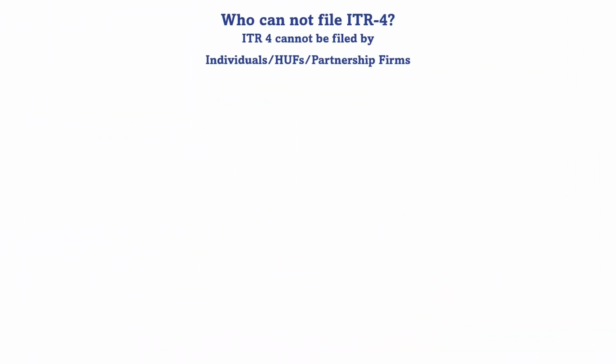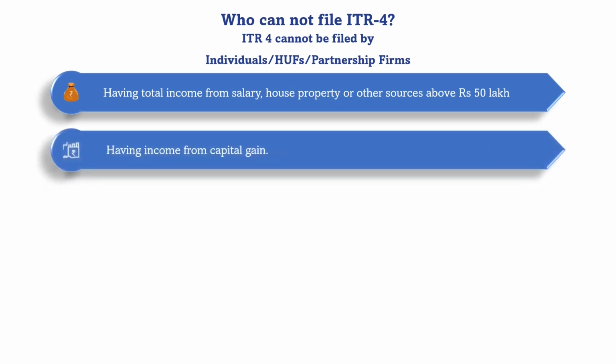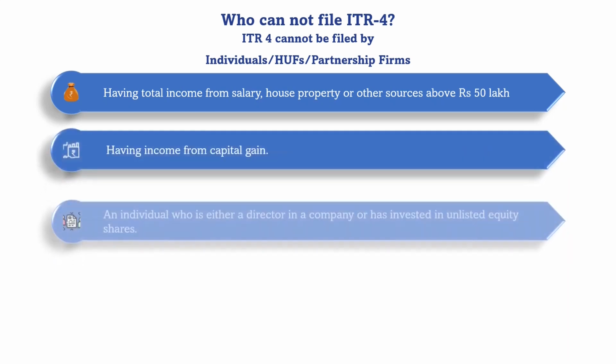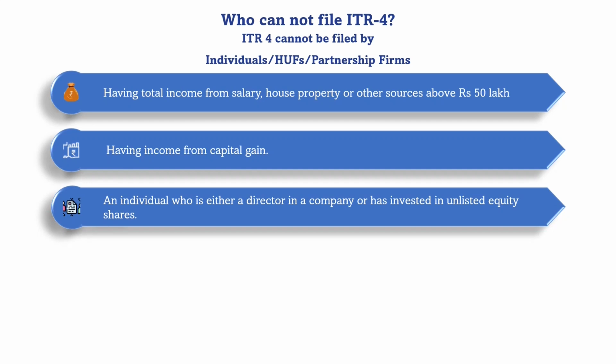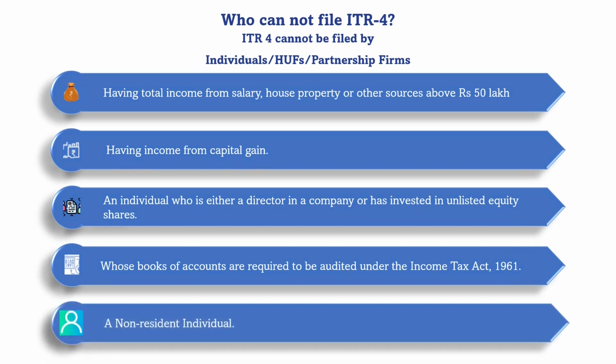Form ITR-4, however, cannot be filed by those individuals, HUFs or partnership firms who have total income from salary, house property or other sources above Rs 50 lakhs or have income from capital gains. Further, an individual who is either a director in a company or has invested in unlisted equity shares cannot file ITR-4. Form ITR-4 can also not be filed by those taxpayers whose books of accounts are required to be audited under the Income Tax Act, or by a non-resident individual.